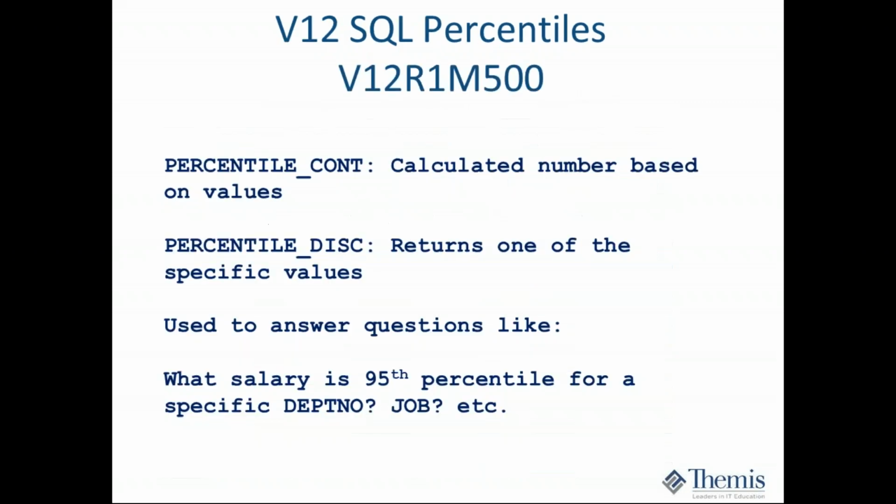Okay. So the point being there is we can use the ranking functions to help drive some other kind of analytics sometimes. And in version 12, I don't really go into this or have examples on this, but there's a couple other percentile functions that we can do now, used to answer questions like what salary is a 95th percentile for a specific department or for a specific job. Just some other kind of things.